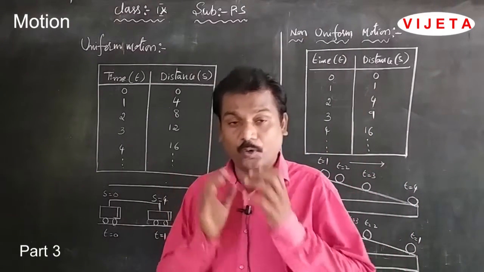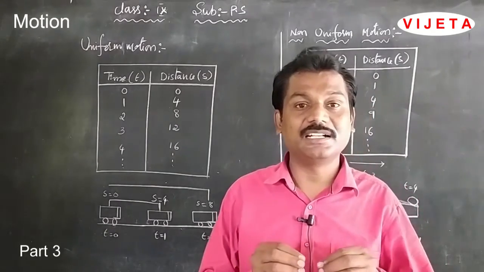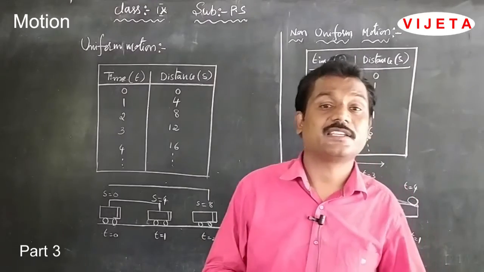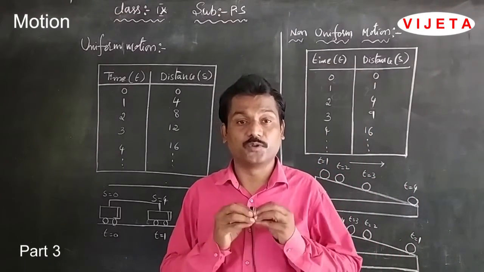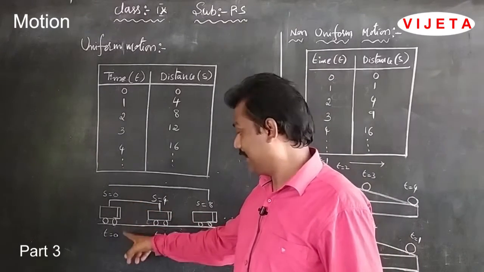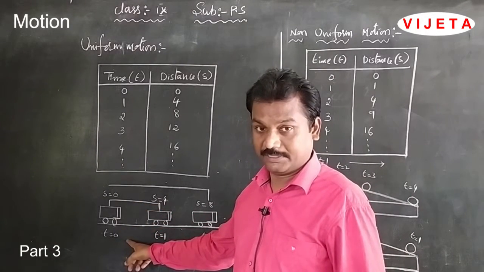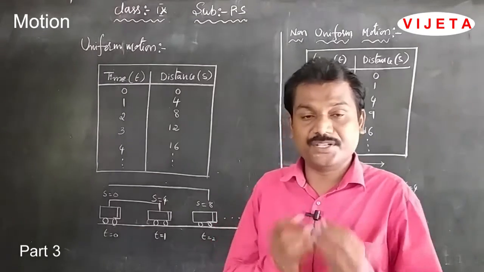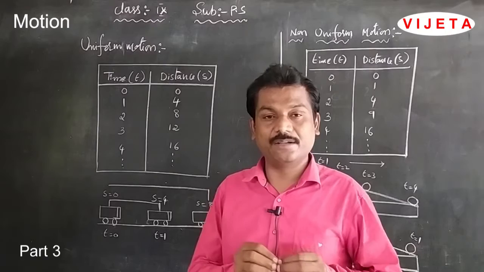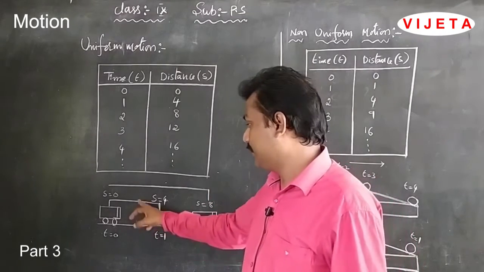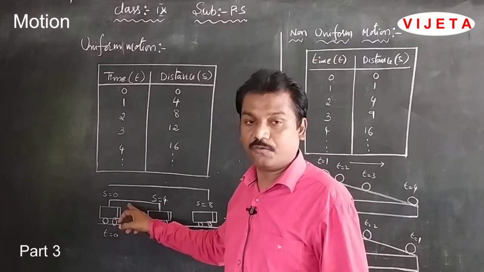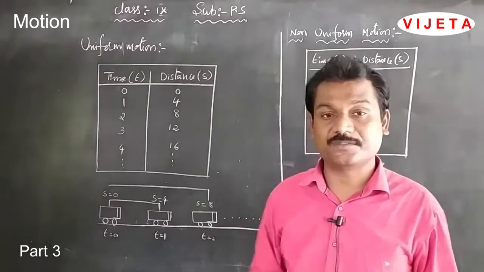So, a body which covers equal distances in equal intervals of time is said to be in uniform motion. You can see here the distance is 4 meters and the time is 1 second. So we can measure the speed or velocity. Speed means distance by time. Here distance is 4 and the time gap is 1 minus 0, 1. So, 4 by 1, that means 4 meters per second.